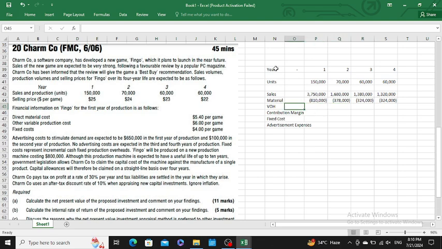Similarly, our variable overhead would be 6 per unit into the number of units. It would be 150,000, which is 9 lakh. Then similarly, we would add 420 in the second year, 360 in the third year, and 360 in the fourth year. Then after adding up all, our contribution margin would be 2,040,000 for the first year, 888,000 for the second year, 696,000 for the third year, and 666,000 for the fourth year.